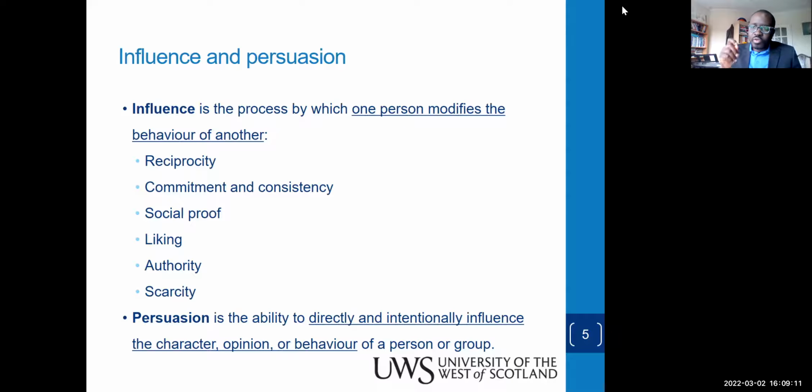Then authority, another principle that Cialdini's book mentioned, is on the premise that we are more likely to be influenced easily by people who are in positions of authority. Okay. We just want to kowtow because of the charisma. And then scarcity deals with the principle that we are likely to want something if its availability is limited. So we are more likely to support something if we fear that we'll lose out if we don't support it.